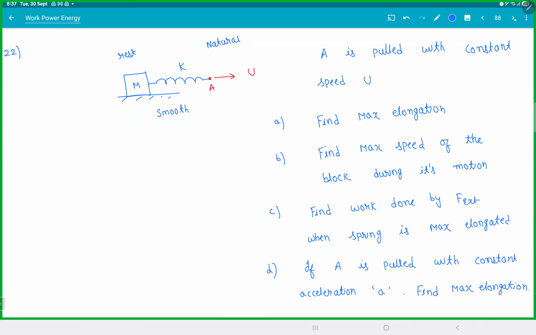I hope the picture is clear, everyone. We got a block at rest. We had a spring constant K, and someone started pulling this point A with constant speed U. Find the maximum elongation, find the maximum speed of the block when you're pulling it, and find the work done by the external force till the maximum elongation. Fourth part, instead of U, if you pulled with a constant acceleration, then what would have been the maximum elongation?